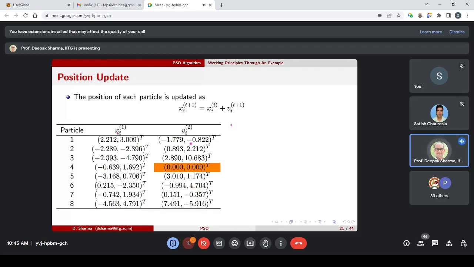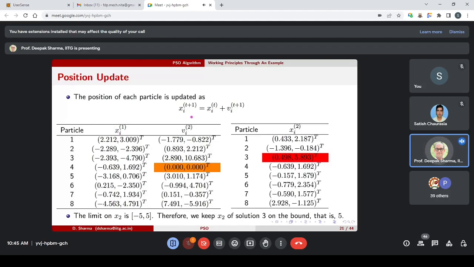Now, in this case, what we will be doing is taking the vector sum. So we are adding these 2 vectors. For example, for particle 1, these 2 vectors are added and we get the resultant vector as the updated position of the same particle in iteration number 2. I can do this process for all the particles.